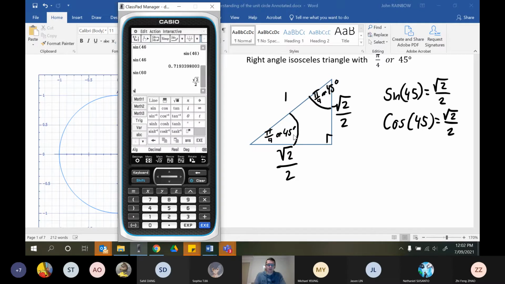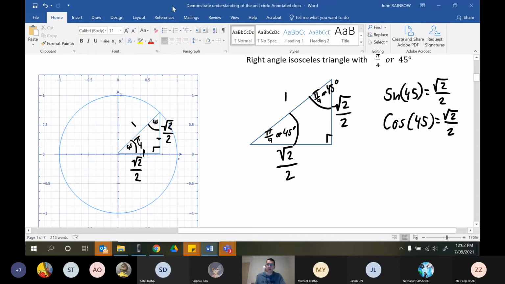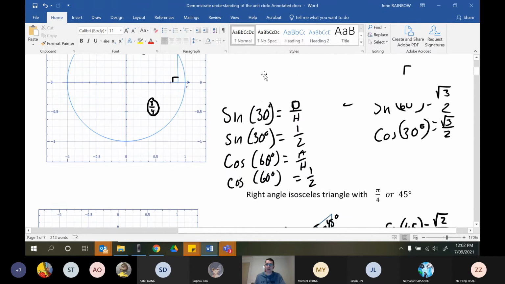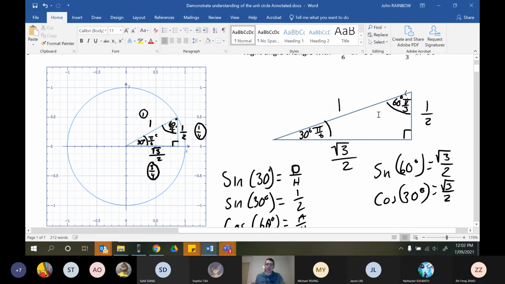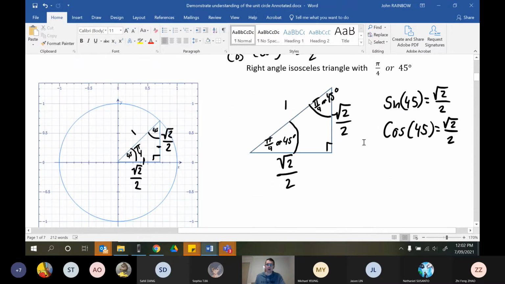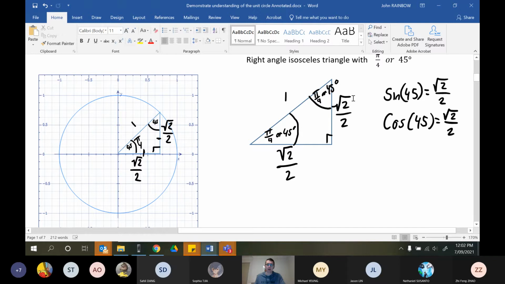So if you do sine 45, you'll find that is 0.72, which is the same thing as root 2 divided by 2. So it's exactly the same number. It's the exact number, where I can't get an exact number for other ones. So we've proved all of the exact values, which is basically 30, 45, and 60 degrees. 30 and 60 come from the same triangle, and 45 just comes from the one triangle here.